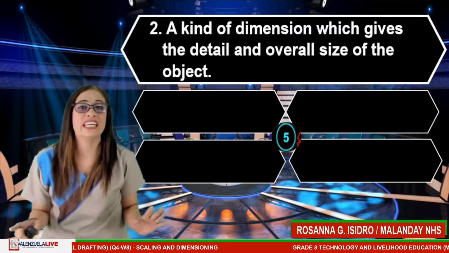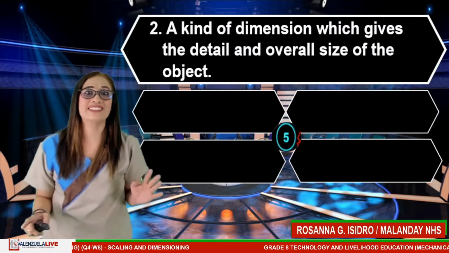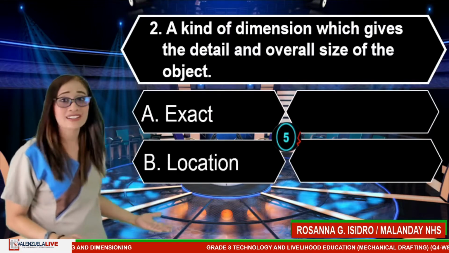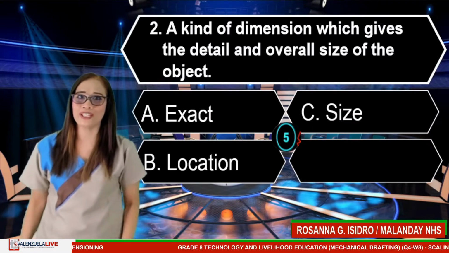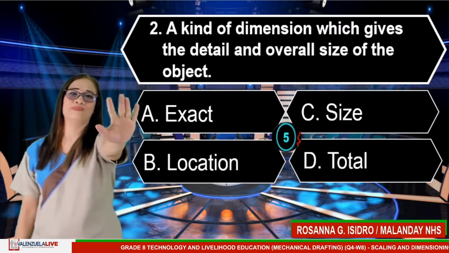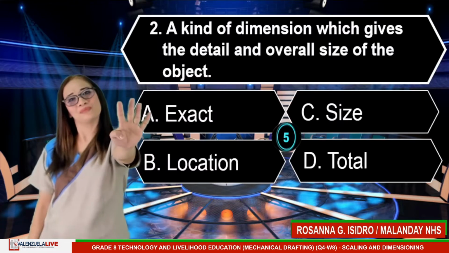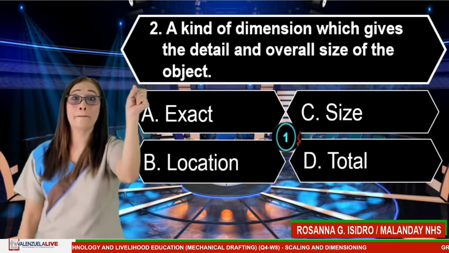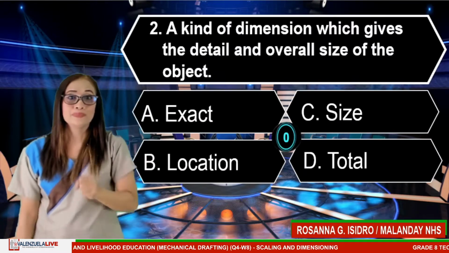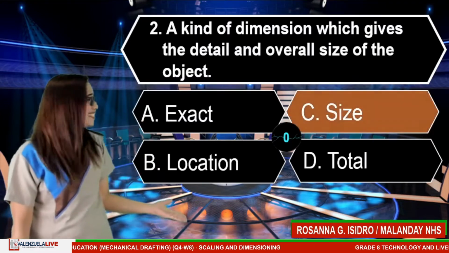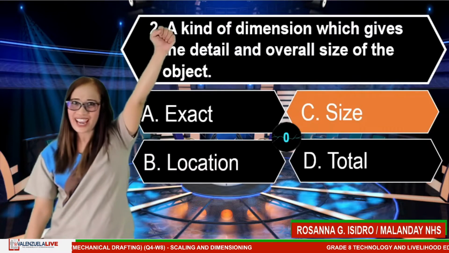Number two, a kind of dimension which gives the detail and overall size of the object. A, exact. B, location. C, size. And letter D, total. Your time starts now. If your answer is letter C, size, you got it right.